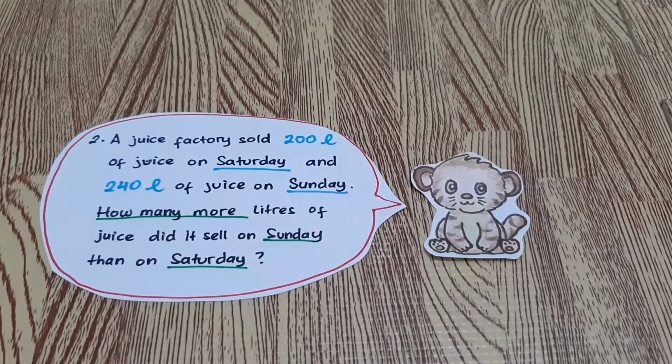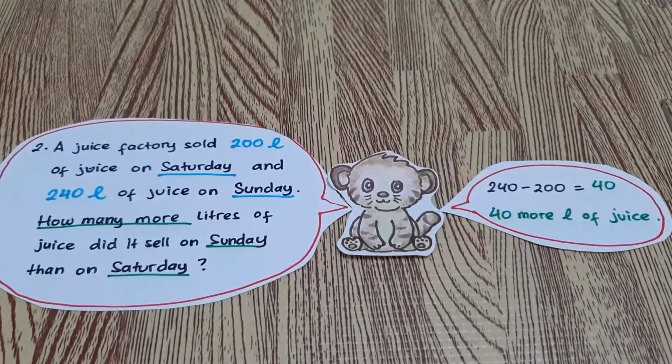Do you still remember what how many more means? Yes, you have to minus it. Since we are trying to find the difference, usually finding the difference means you have to minus it. So 240 minus 200 equals 40. So, 40 more liters of juice.